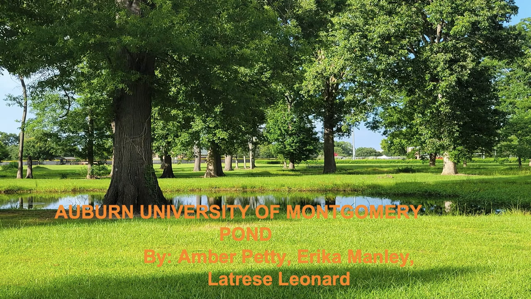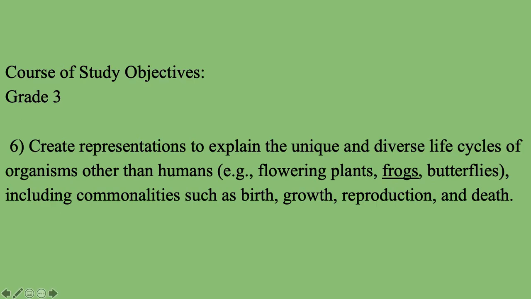of Montgomery Pond by Amber, Erica, and Latrice. Our course of study objective was Grade 3, Standard 6: create representations to explain the unique and diverse life cycles of organisms other than humans. Examples: flowering plants, frogs, butterflies, including commonalities such as birth, growth, reproduction, and death. We chose to focus on the frog and tadpole life cycle.